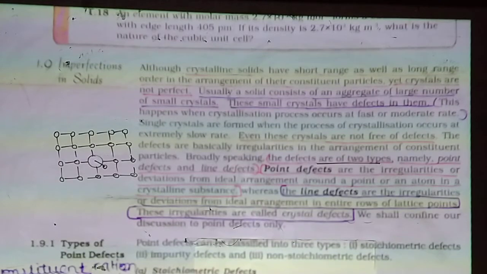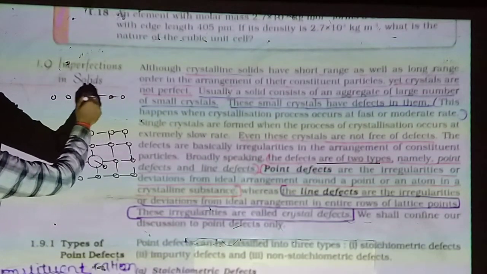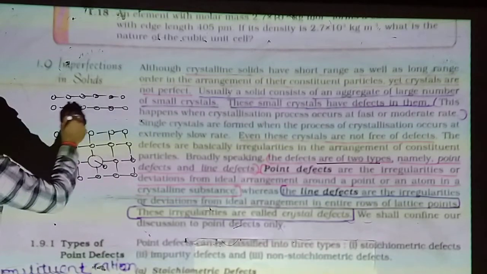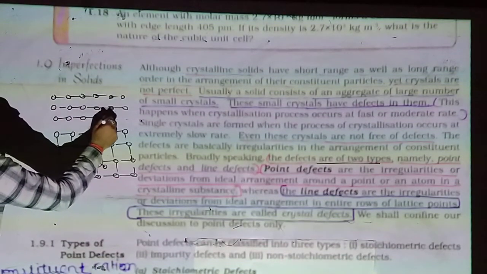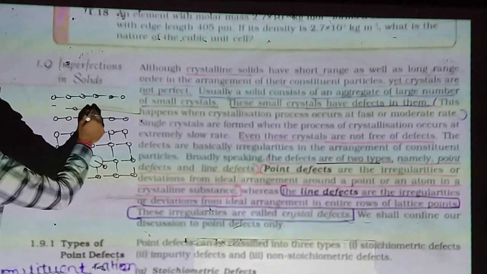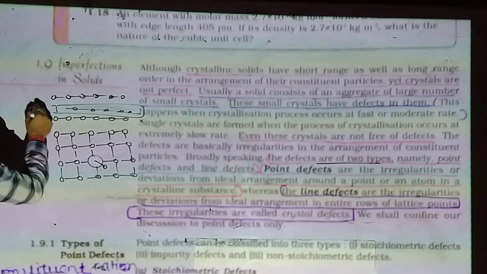Another is line defect. Line defects are the irregularities or deviations from ideal arrangement in an entire row of lattice points. In a line defect, what happens? A row is moved from its original place. That is called a line defect.